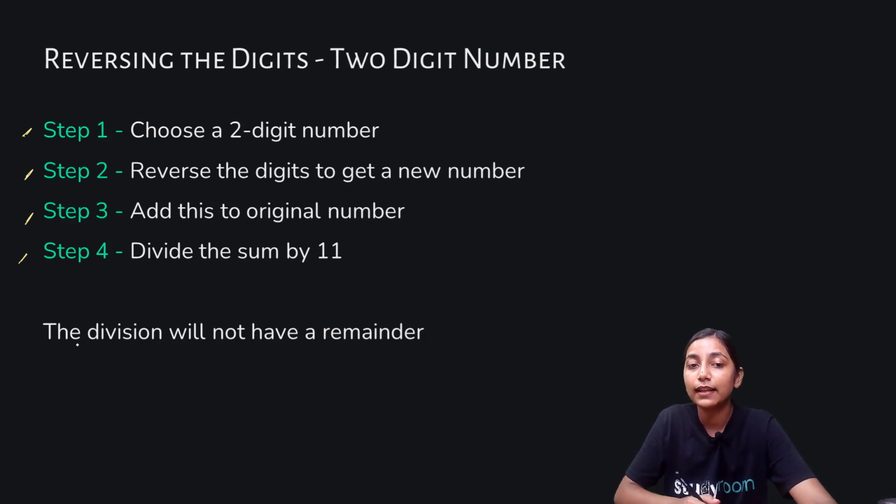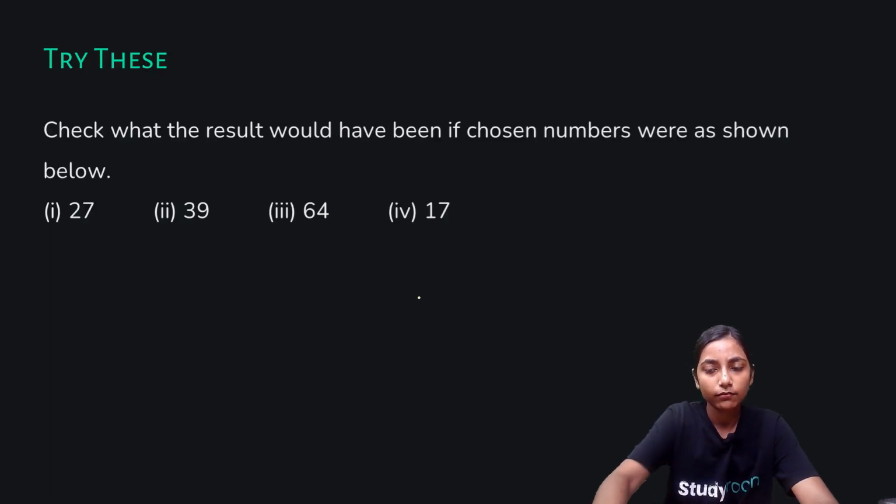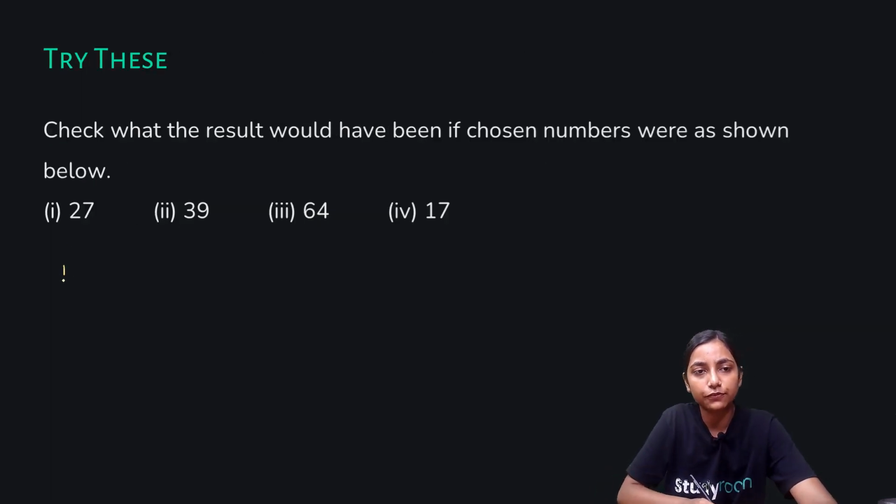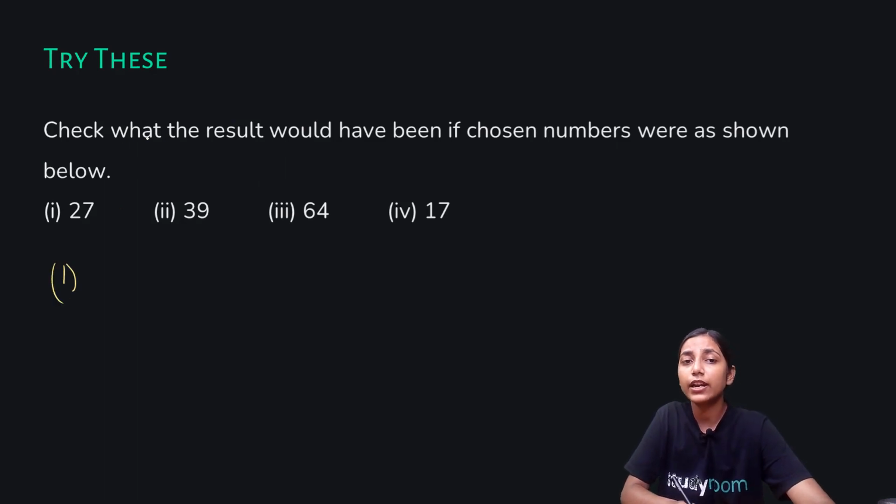The result will be that the division will not have a remainder. Our remainder will come to be 0. R, that is remainder, will be equal to 0. Let's see how. Let's do this first part. It's written: check what the result would have been if chosen numbers were as chosen below. So we are given that the first step is done.